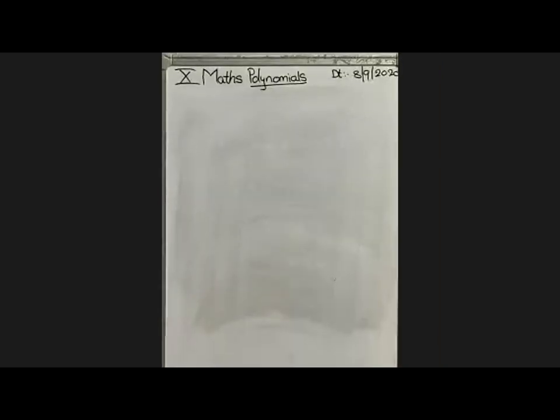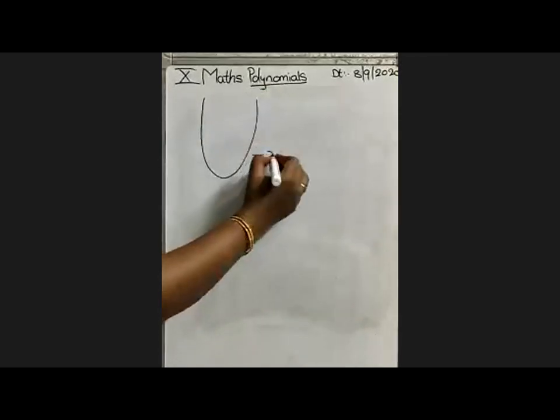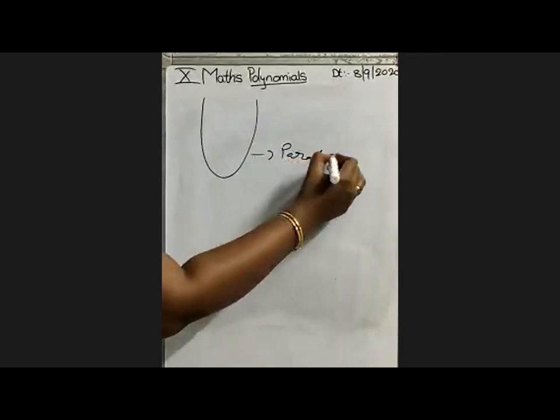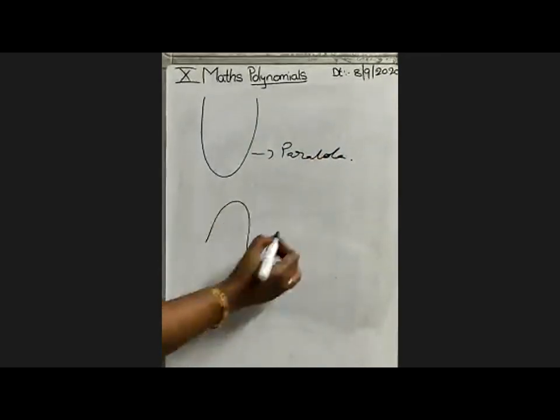In the graph we discussed that a graph is nothing but a pictorial representation, and in the graph you will get a curve shape. The curve shape is nothing but what we can call a parabola. So the curve shape will come like this.